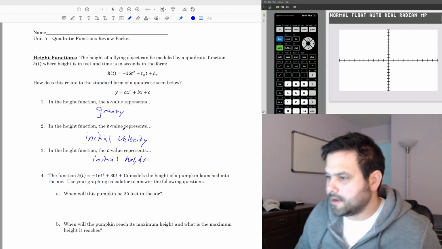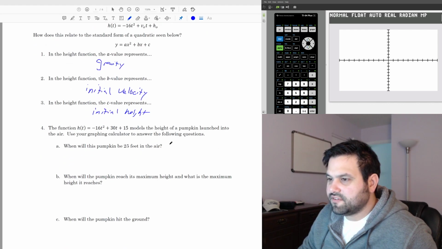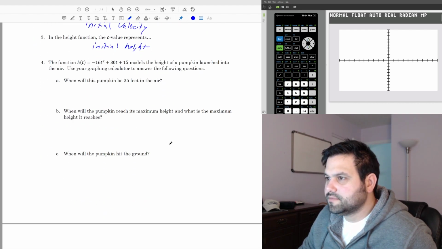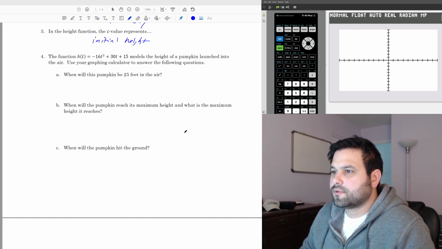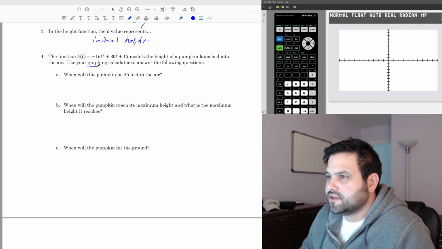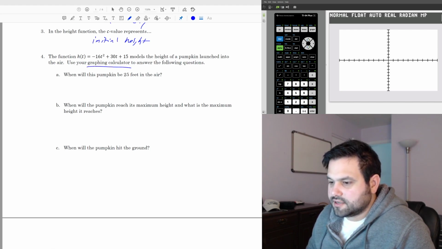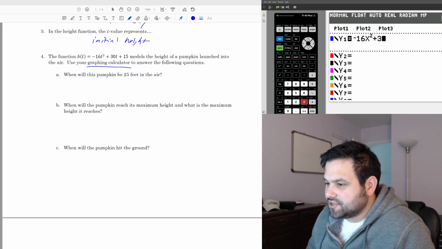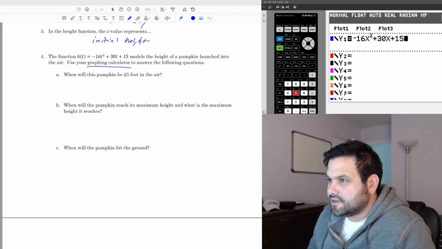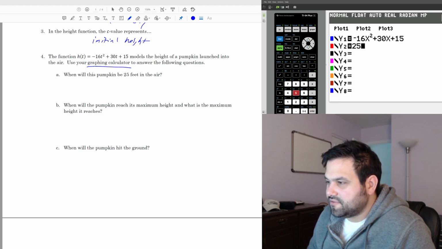Fix that. Okay. So we have a function here, negative 16t squared plus 30t plus 15. We want to know when the pumpkin will be 25 feet in the air. We're going to use our graphing calculator to figure this out. We'll go to y equals and plug in the function in the correct order here: negative 16x squared plus 30x plus 15. And we want to know when that's going to reach 25.